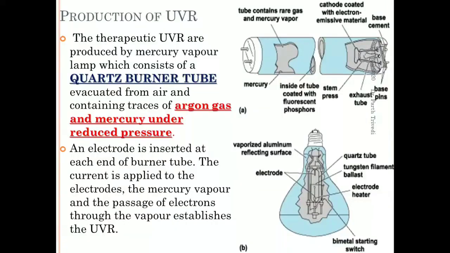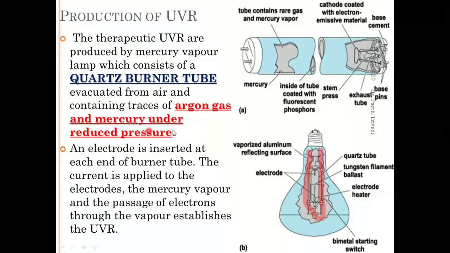Yes. So this is your sun alpine lamps. जो मैंने आपको सिंपल ड्रॉ में दिखाया वैसे ही ये आपका sun alpine lamp है. See, this is a U-shaped tube. Clear? Quartz tube is mentioned. Tungsten filaments, electrodes are there. Okay. So as we all know, the therapeutic UVR are produced by mercury vapor lamp, which consist of quartz burner tube and having argon gas and mercury under pressure.